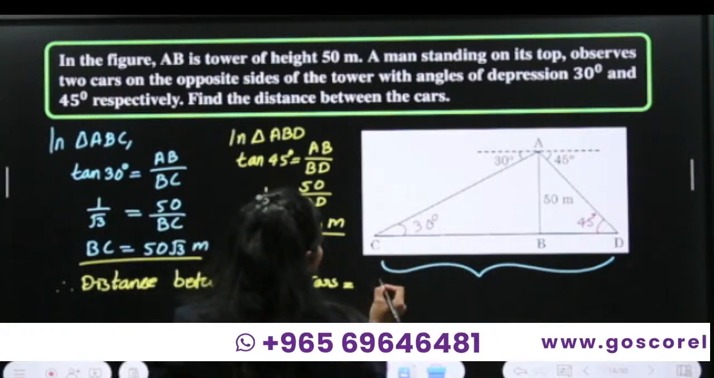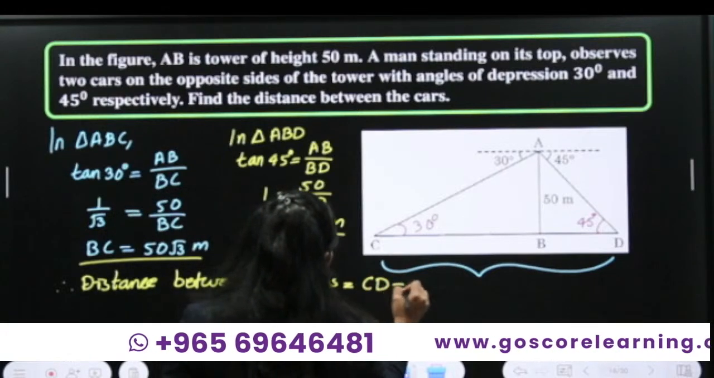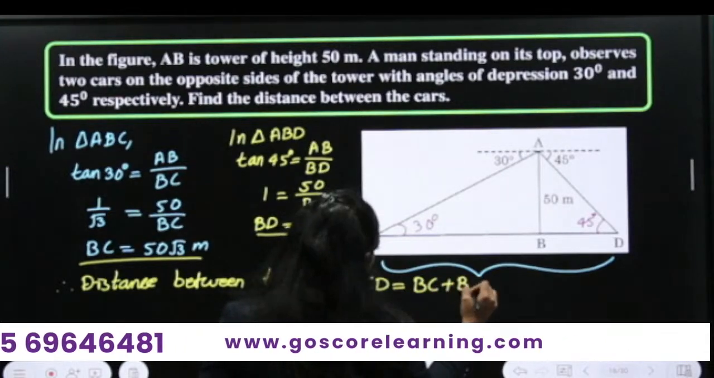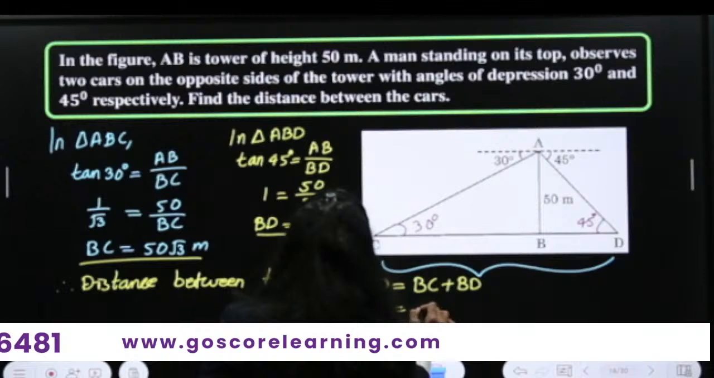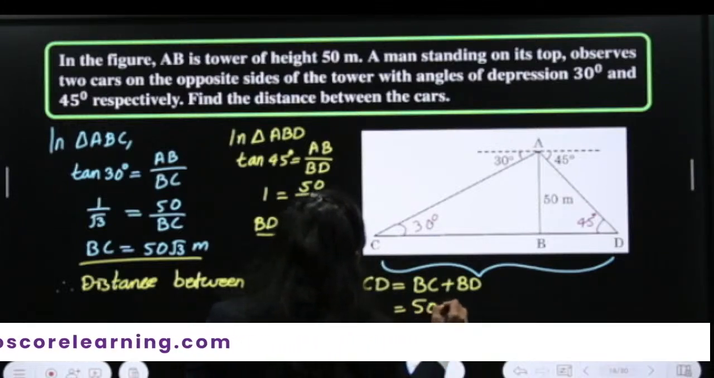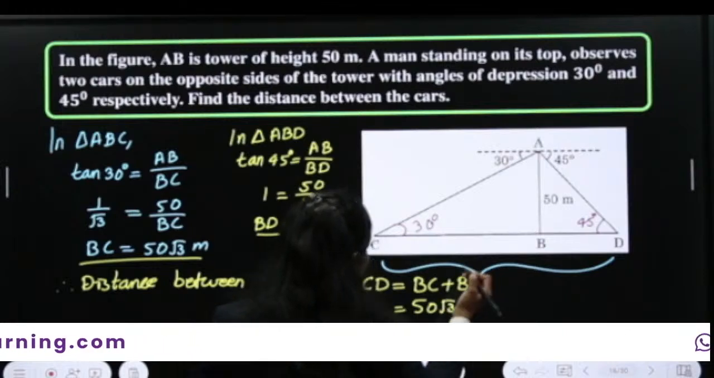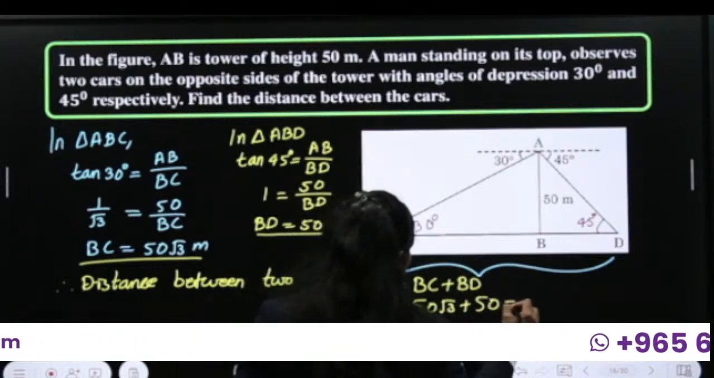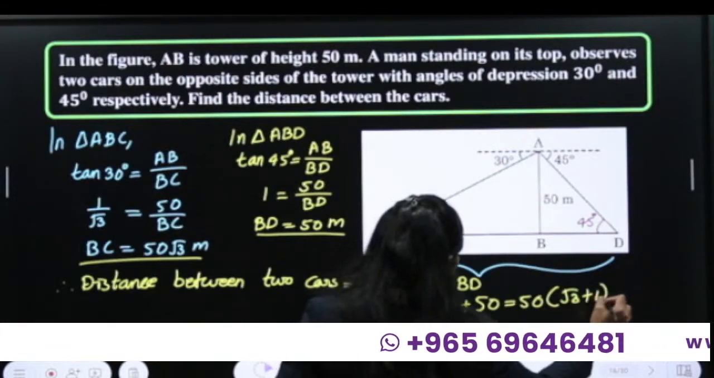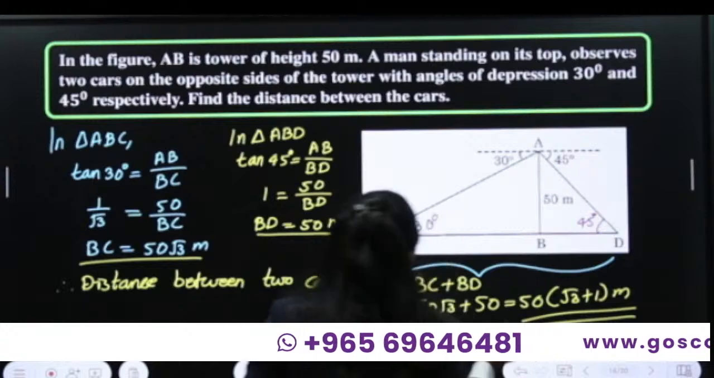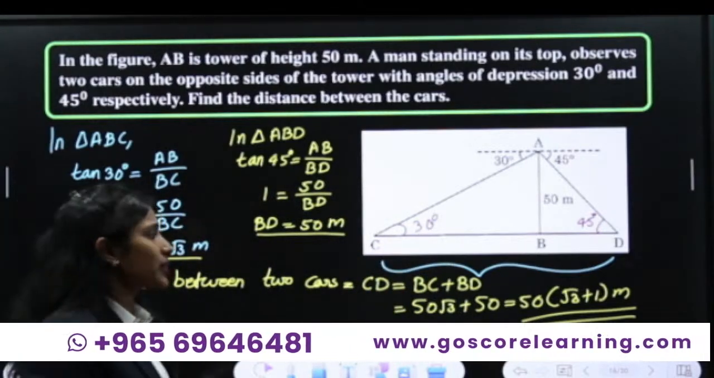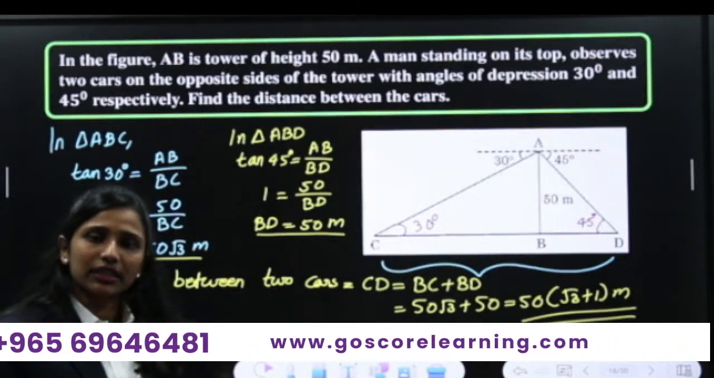So this will be CD, which is BC plus BD, that is BC is 50 root 3 plus BD is 50. We can take this 50 outside. 50 into root 3 plus 1. See, this question they didn't mention the value of root 3, so we can simply write 50 into root 3 plus 1 meter. That's the final answer.